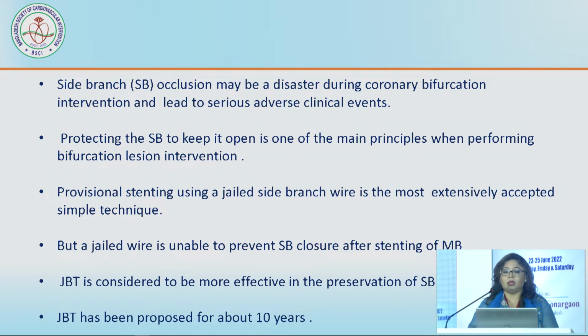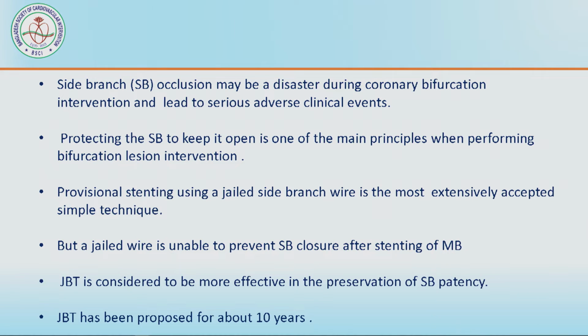Side branch occlusion may be a disaster during coronary bifurcation intervention and leads to serious adverse clinical events. Protecting the side branch to keep it open is one of the main principles when performing bifurcation lesion intervention. Provisional stenting using a jailed side wire is the most extensively accepted simple technique, but a jailed wire is unable to prevent side branch closure after stenting of the main branch. So the jailed balloon technique is considered to be more effective in preservation of side branch patency.